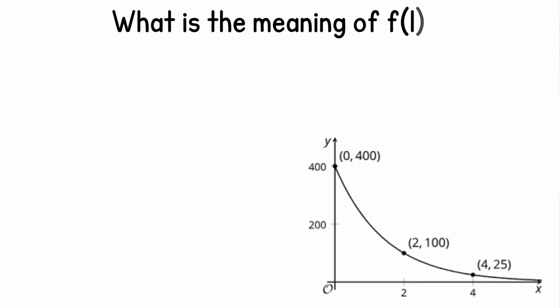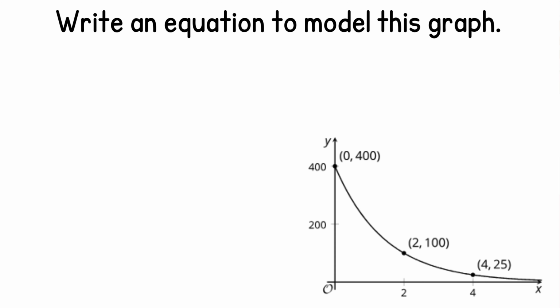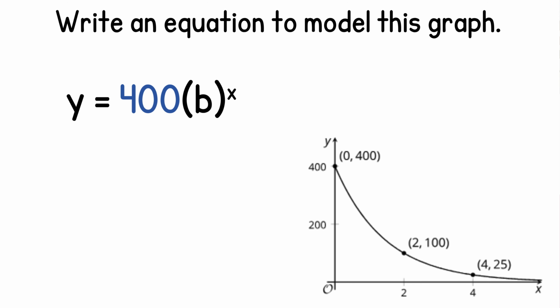Now we want to know what is the meaning of f of 1. So this tells us that x will be 1, and we can see this on the graph where the point is. And this would tell us the value of the computer after 1 year. Now let's write an equation to model this graph. So we'll take our exponential function of y equals a times b to the x power and fill in a and b. A represents our initial value, and we know that was $400.